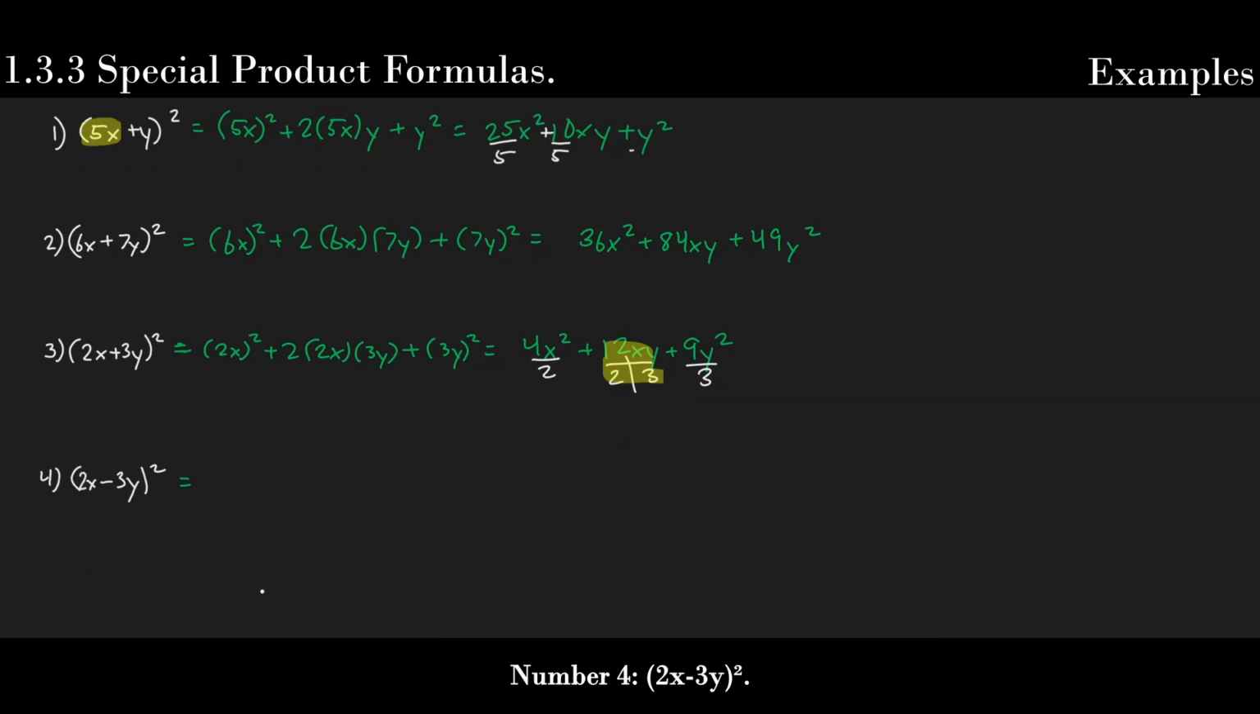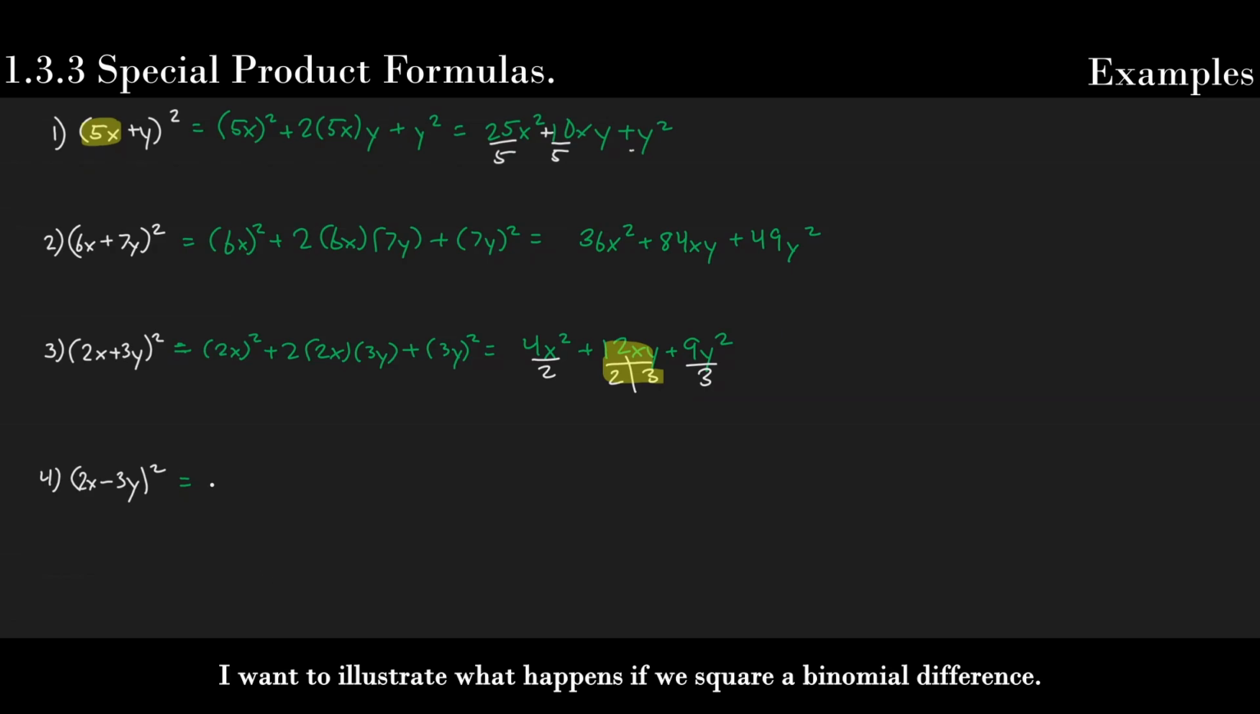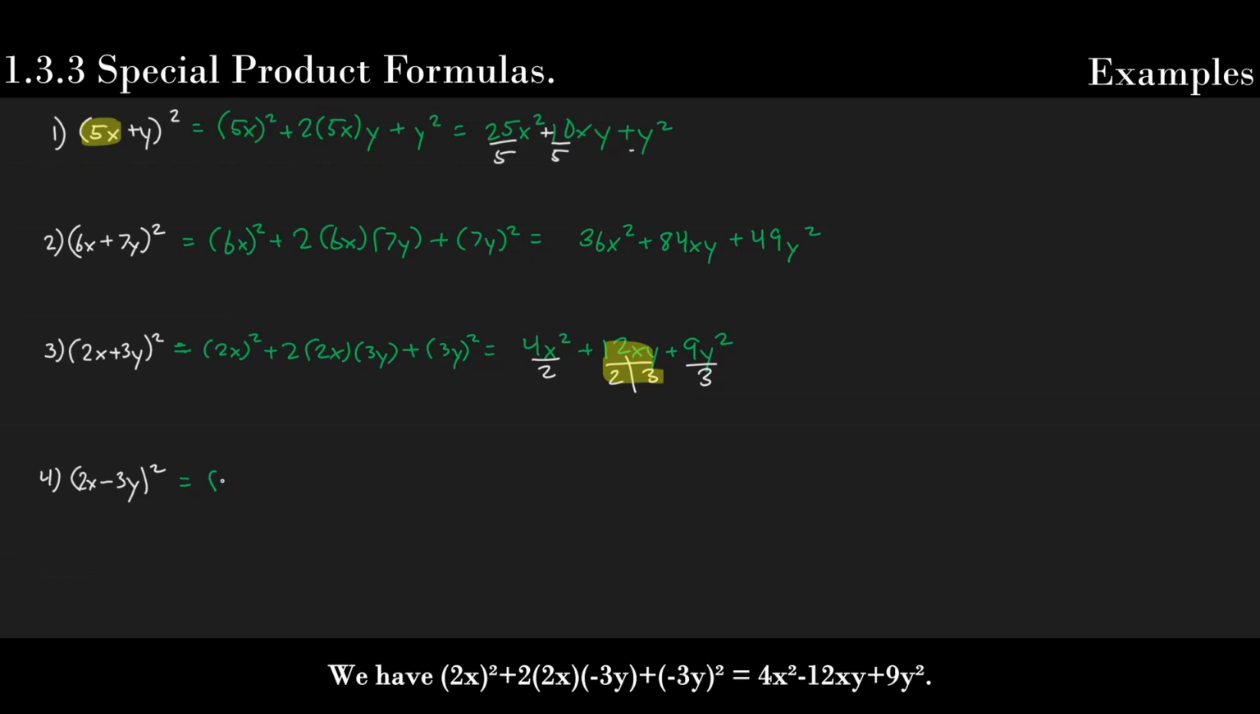Number 4, (2x minus 3y) squared. I want to illustrate what happens if we square a binomial difference. So we have (2x) squared plus 2 times 2x times negative 3y. Never forget your signs. Plus (negative 3y) squared. This becomes 4x squared minus 12xy plus 9y squared.